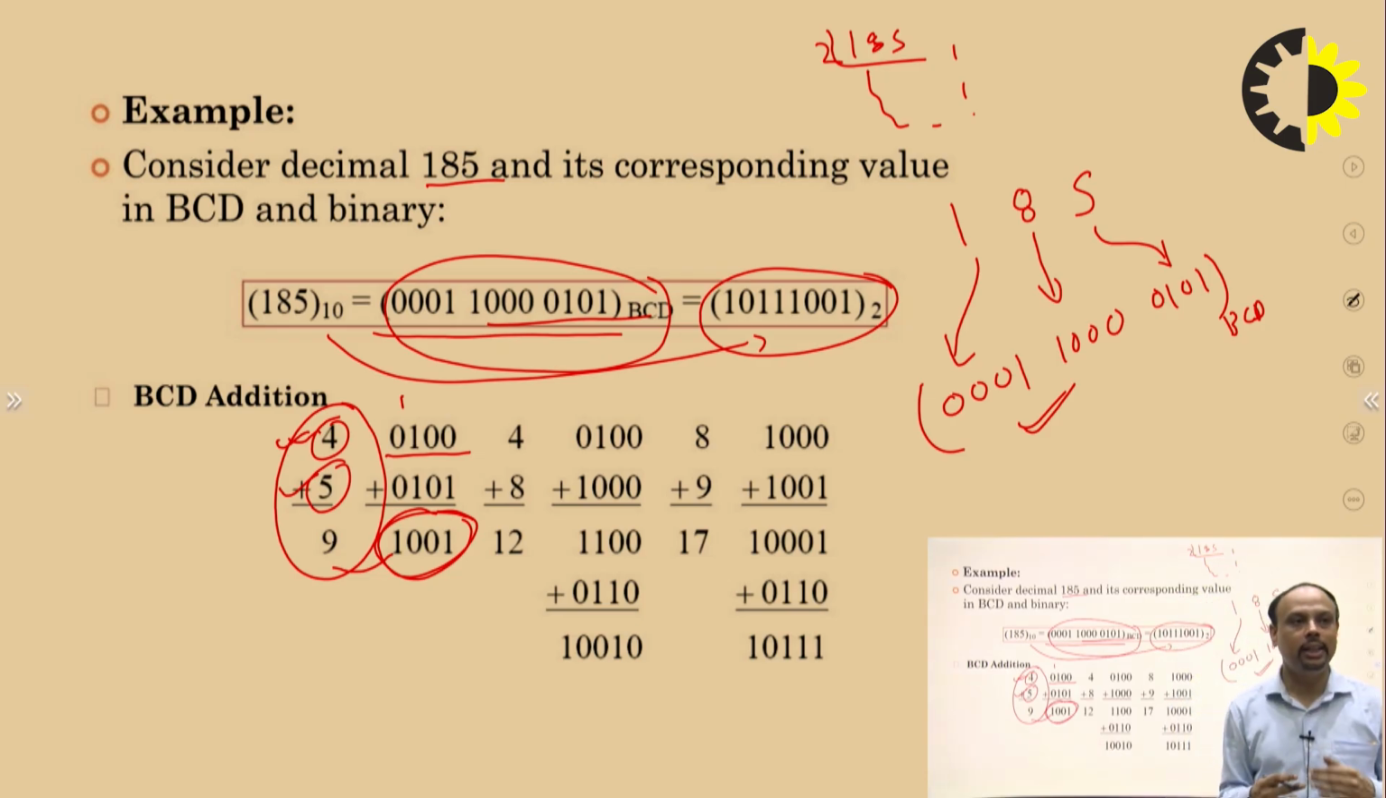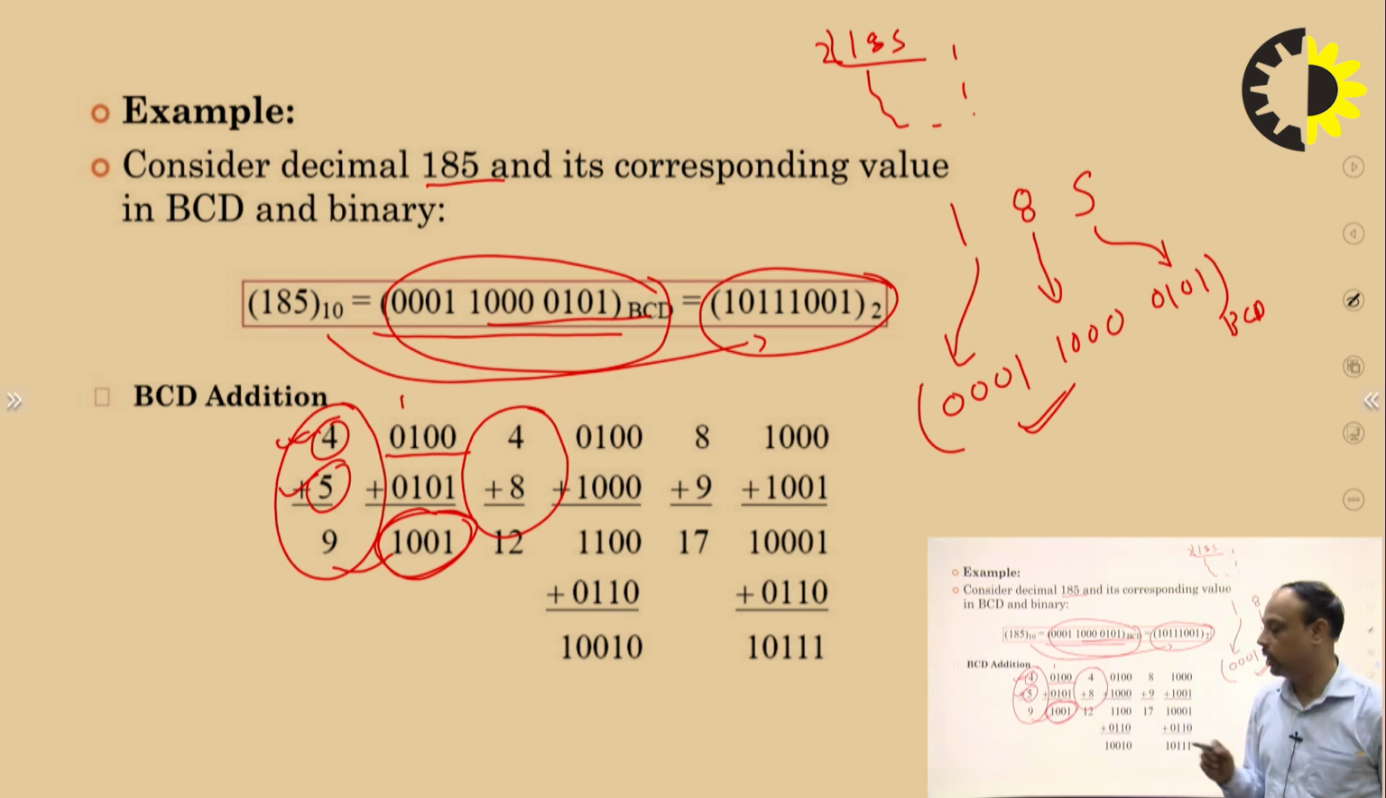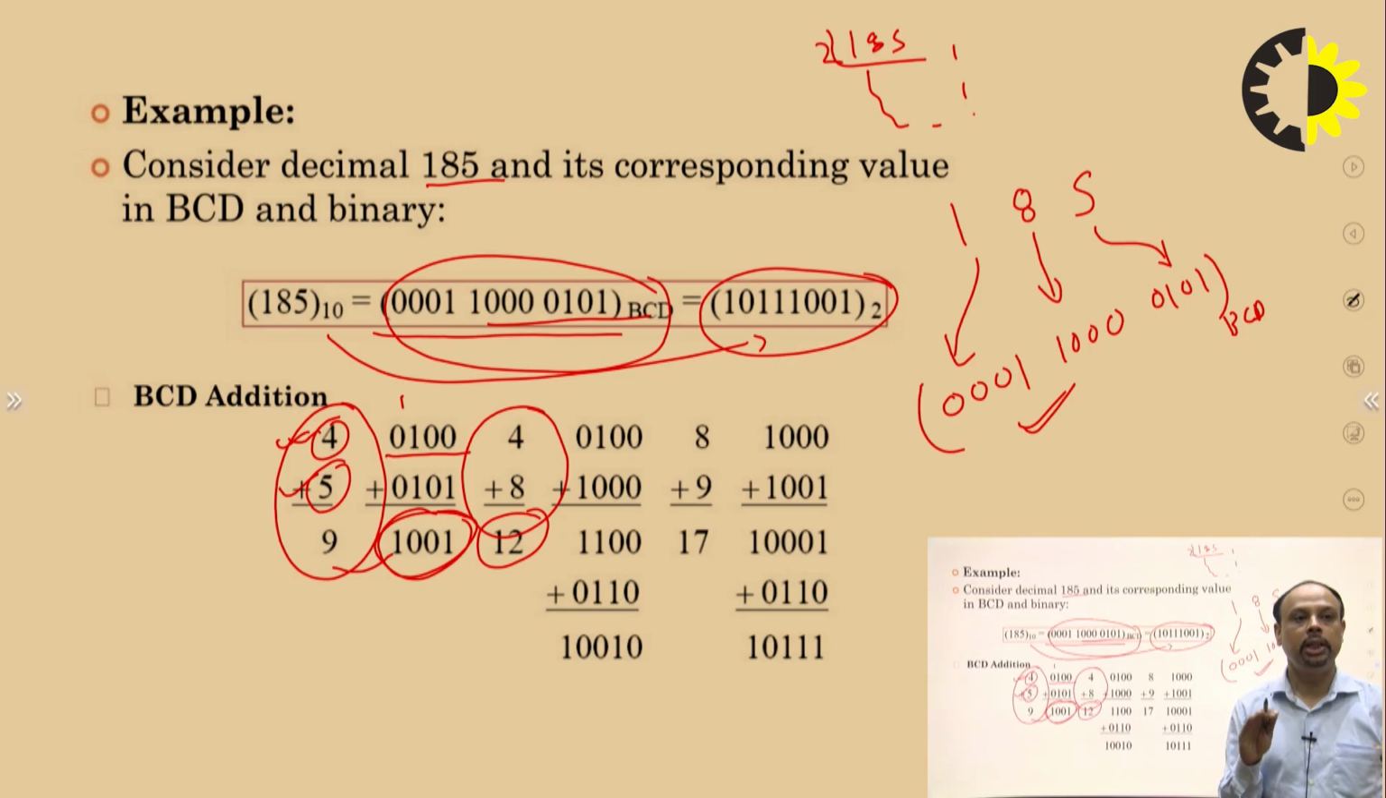But the second case is when the addition of the two decimal numbers is greater than 9. So we cannot represent a number greater than 9 in BCD directly. Like 10 is not represented in BCD, 11 is not represented in BCD. So the second case is when the addition of two BCD numbers, for example over here, 4 and 8, and if we add these two numbers, the result is 12. The 12 is not represented in BCD directly.